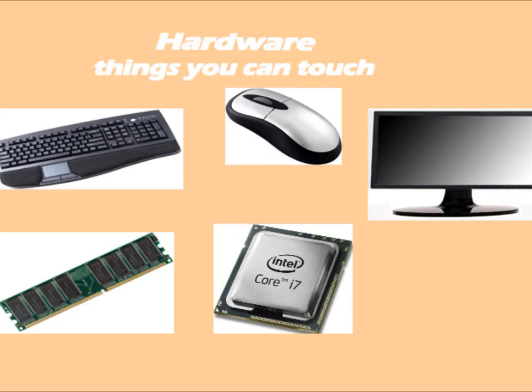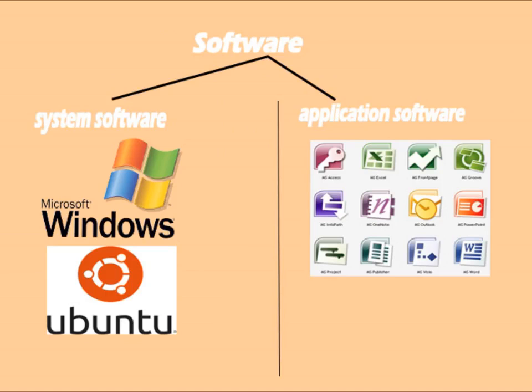Hardware is a general term for the physical components that make up a computer system. For example, keyboard, mouse, monitor, processor, and so on. Software is a general term for the programs that control the computer system. There are two types of software: system software and application software.